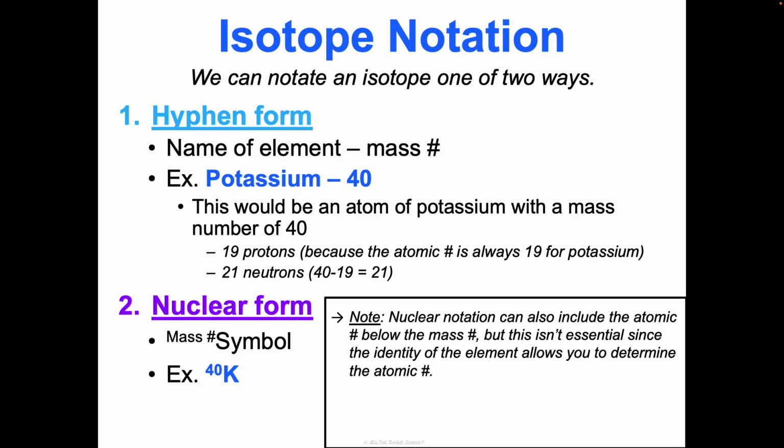Nuclear notation can also include the atomic number below the mass number like this, okay? But that isn't really necessary, because if you know it's potassium, you don't need to also know 19, because you can look that up on the periodic table. So this 19 and the K is a little redundant, but I just wanted to let you know in case you ever see that somewhere, that other number is just the atomic number. What really matters is the mass number and then the symbol so we know what it is.